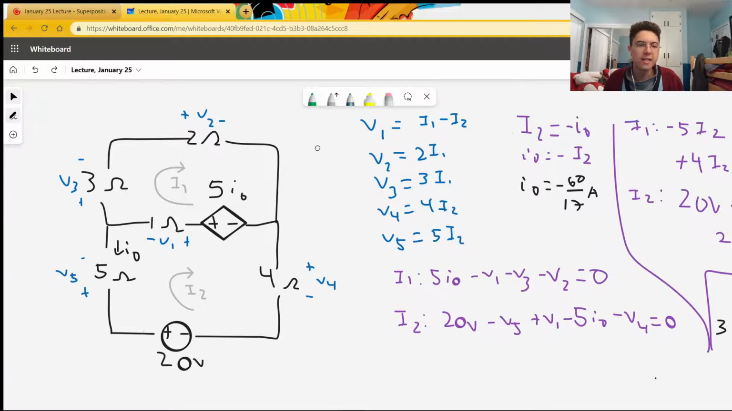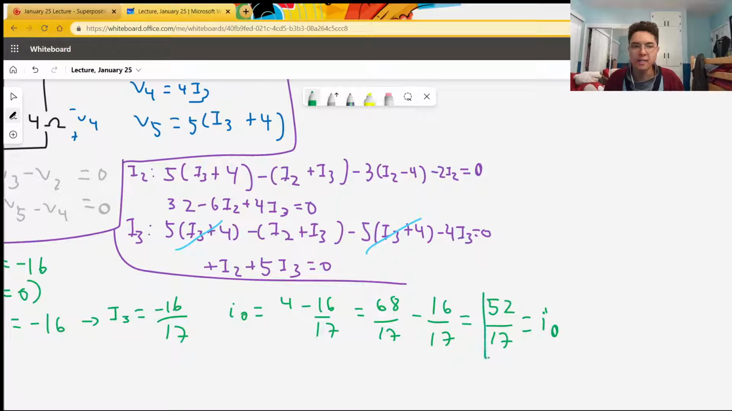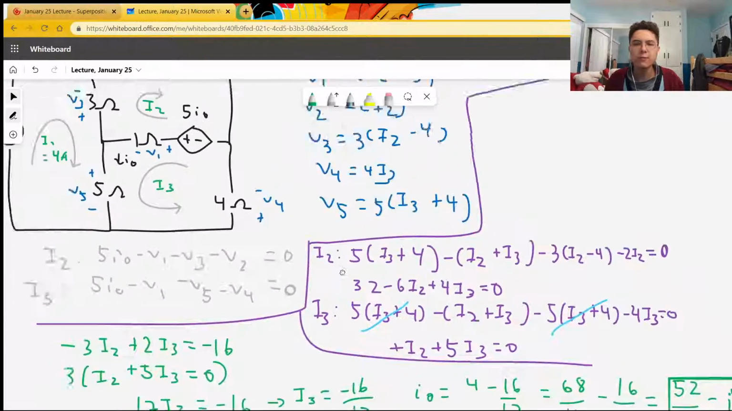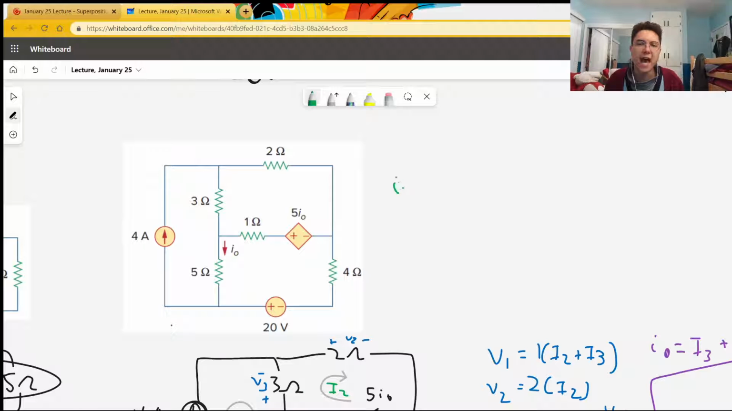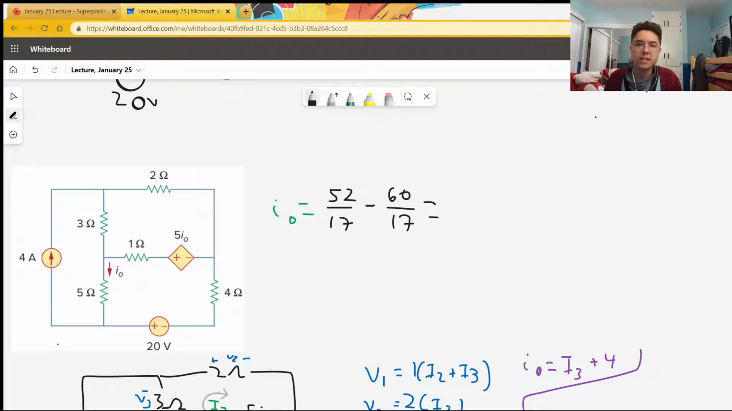Observe that I naught in this version of the circuit is negative 60 over 17. Observe that I naught in the other version of the circuit is 52 over 17. If we want to get I naught in the total circuit, we need only add those two values for I naught together. We discover that I naught is negative 8 over 17 amps.